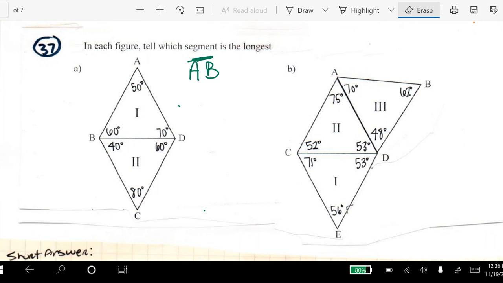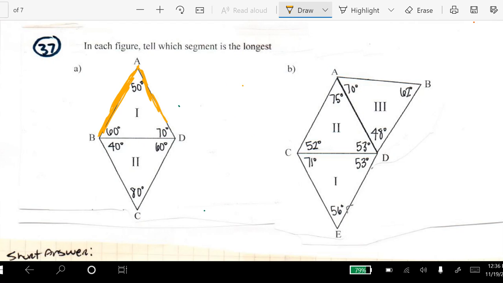Okay, so for number 37, I'll put the answer there. But let me walk through number 37 with you and show you how you would get this. I'm going to start with triangle 1. Doesn't matter which one you start with, but I'll start with triangle 1. Let me just highlight it so we know which one I'm talking about. So I'm talking about this yellow triangle right now.